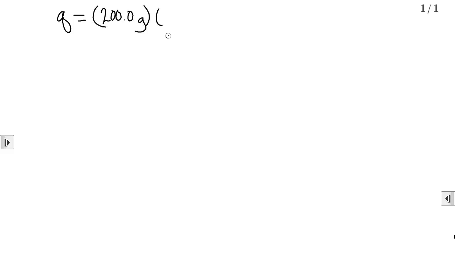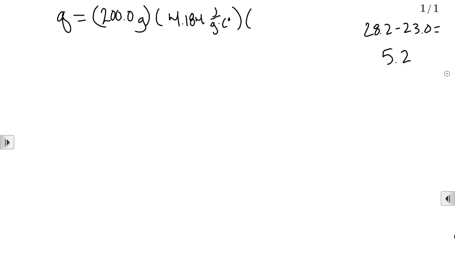And then specific heat capacity is the same as water. And then the temperature change: the final was 28.2 and the initial was 23. So 28.2 minus 23. Just take the time to show your work here because you never know. So delta T equals 5.2 degrees Celsius. So now you push buttons.